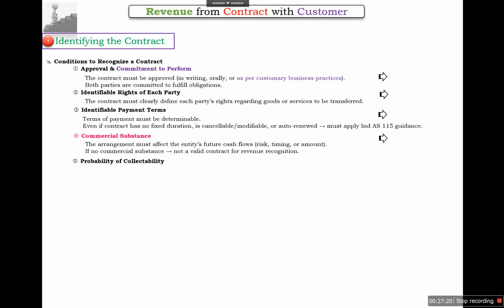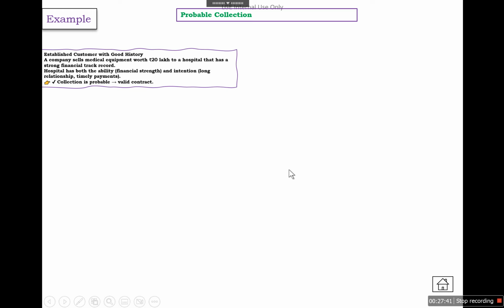The fifth condition is that there should be probability of collectibility. If we are selling the goods and there is no probability of collection from the customer, it will not be considered for revenue recognition. So there should be the customer's ability and intention to pay. Let's discuss some examples about it.